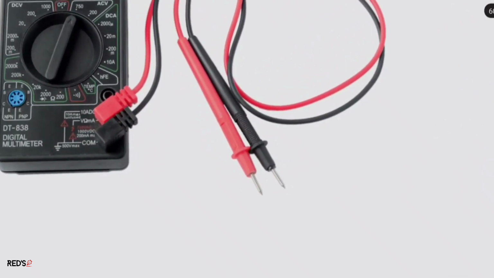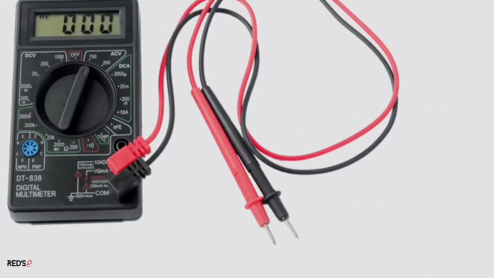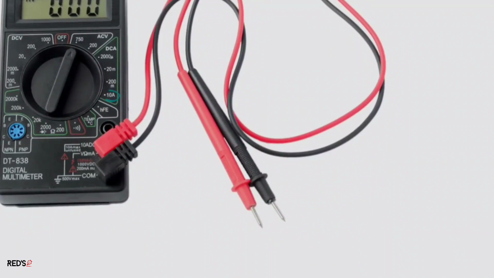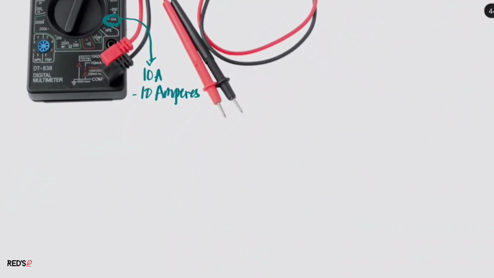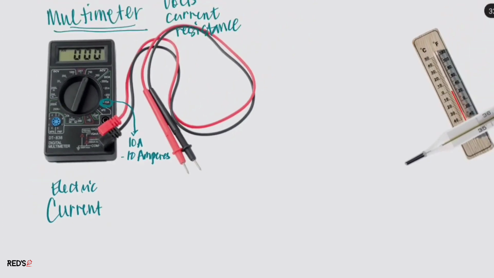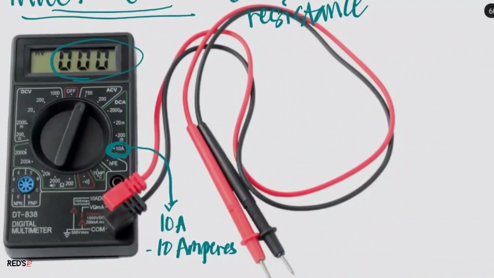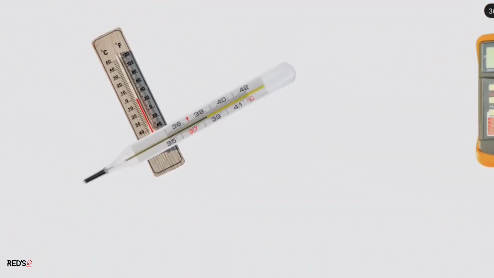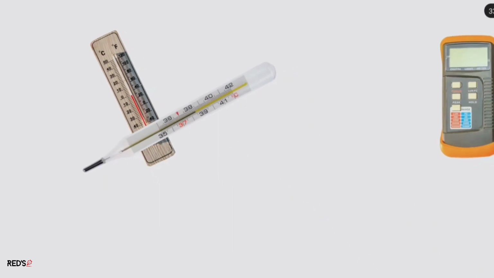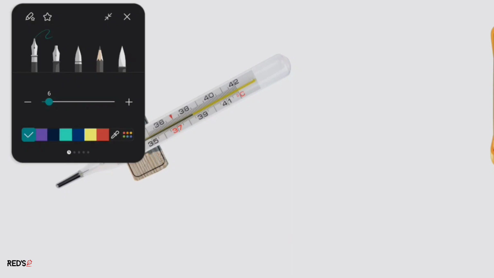So here, if we zoom in here, we have a measurement that is in A. Familiar? Or do you remember this? 10A means 10 amperes. Right? So this multimeter can measure current, specifically electric current. So in this case, the multimeter reads 0 amperes. Right?